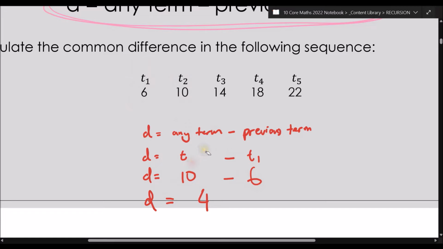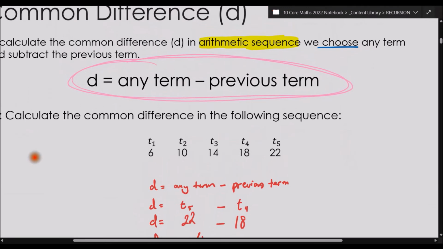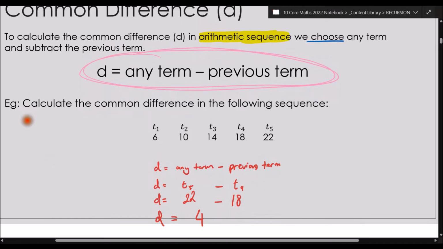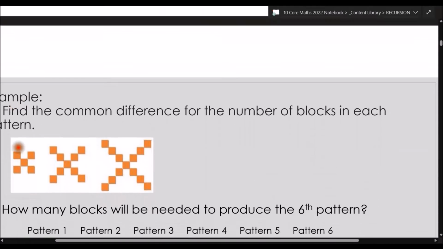Let's try another one. One more. Okay, you can go with T5, take away T4. That would be 22, take away 18. And like I said, if it's a proper arithmetic sequence, the common difference will always be the same. And you can use any term, but you've got to minus it with the previous term. So that's how we use this formula in finding the common difference in an arithmetic sequence. So remember that common difference is the number that you're adding or subtracting by.